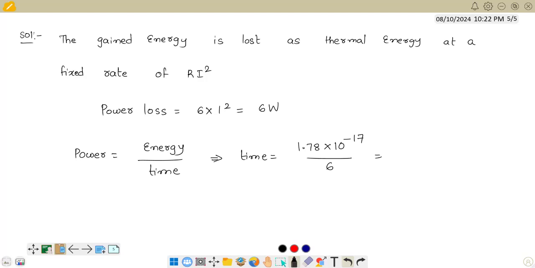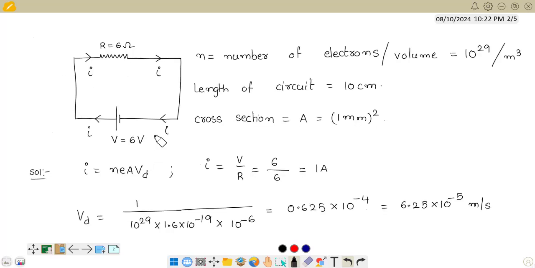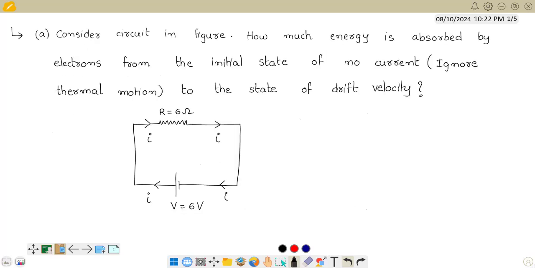Let us do that. 1.78 divided by 6 would give us 0.2966, into 10 power minus 17, which is approximately 0.3 into 10 power minus 17, or approximately 3 into 10 power minus 18 seconds. As you can see, this is very little time. As soon as they gain energy, they will be losing energy. As soon as you close the switch and the current starts to flow, you'll realize that heat is coming out of it. This is how quickly things operate in an electrical circuit. Hope you understood how I have solved. Thank you.